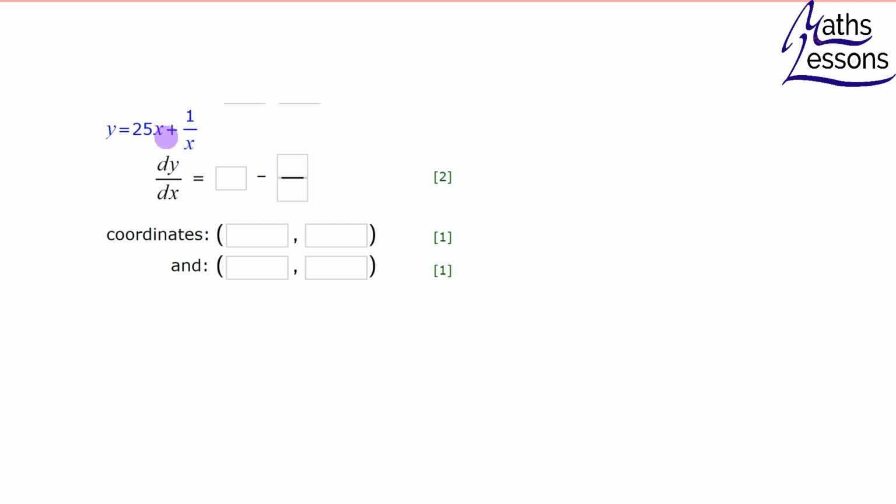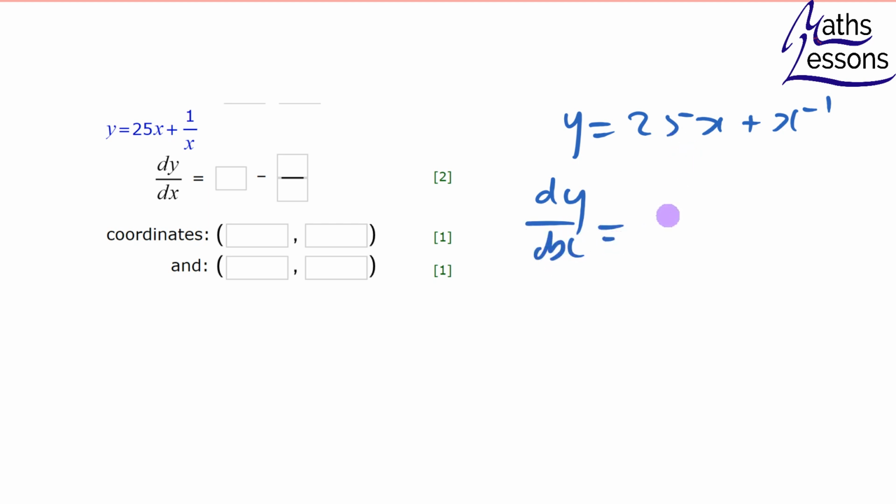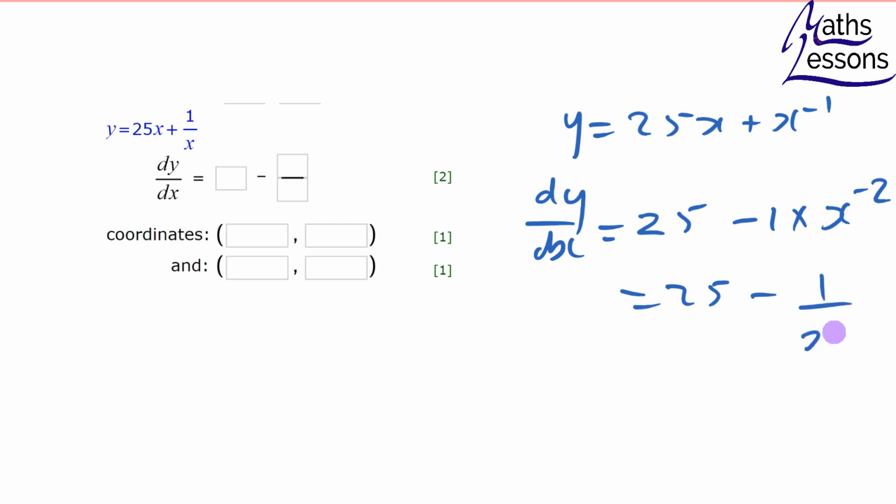So we've got y equals 25x. We're going to change this to a negative power plus x to the minus 1. So dy by dx is equal to 25, because 25x just goes to 25. Remember, it's x to the 1, so you times by 1, get 25. Take off the power gives me 0. x to the 0 is just 1. Times by the power, minus 1. Times by x, take 1 off the power, gives me minus 2. And if we simplify this, we just get minus 1 over x squared. So our answer is 25 minus 1 over x squared.